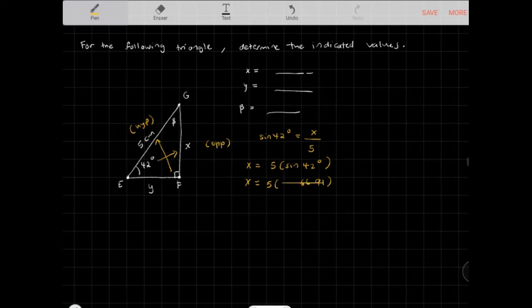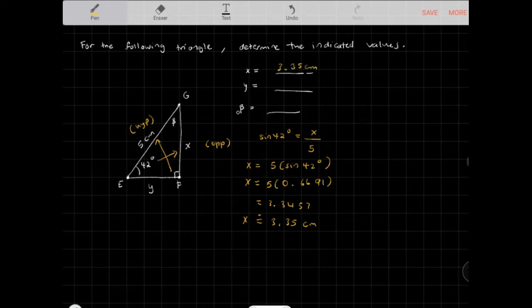So it's 0.6691. If I multiply this by 5, we basically get 3.3457, and if I round this off to 2 decimal places, it's 3.35 centimeters. Okay, so we actually solved for x, right? So it's 3.35 centimeters.